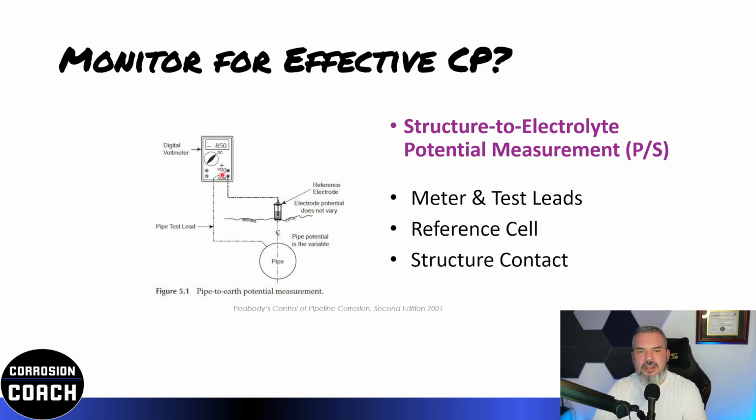So again, the red lead is what we're attaching the pipe to. The black lead is what we're attaching the reference electrode to. And so we're going to take red lead pipe to soil electrode potential. And that's going to give us a voltage measurement. That's a DC voltage measurement. And so we're looking for a certain number, and we'll get into criteria here in a second. We're looking for a certain number, and that's going to tell us whether or not we're achieving CP or not.